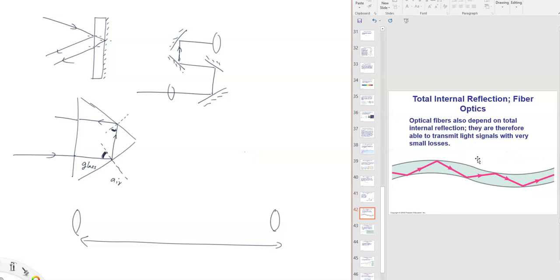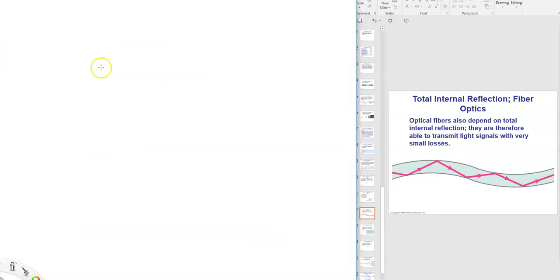So a good quality pair of binoculars will have nice prisms inside. Optical fibers also depend on total internal reflection. They are therefore able to transmit light signals with very small losses. So here's the optical fiber magnified view. This is glass, and outside could be air or something else.